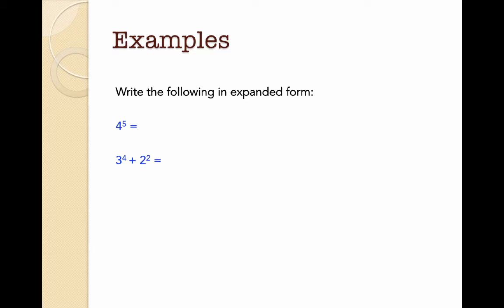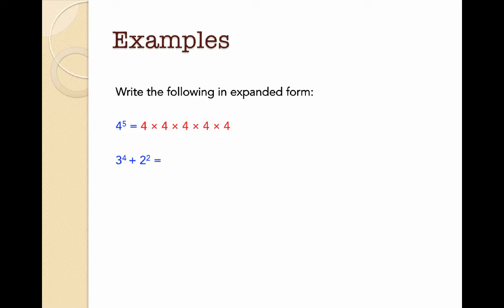So here I have two questions that are in index form at the moment, 4 to the power of 5 and 3 to the power of 4 plus 2 to the power of 2. What I want to do is write them in a longer way, to show understanding. Well, 4 to the power of 5 does not mean 4 times 5. It means 4 times 4 times 4 times 4 times 4, doing it 5 times. That's it. I don't want to know the answer. I just want to write it in expanded form.